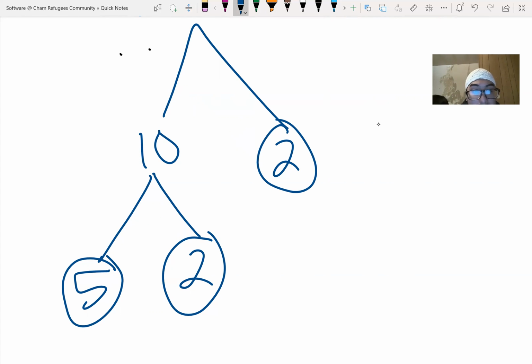Like we could split 10 to 5 and 2, right? But we can't split 5. 5 times what? 5 times 1? That's not going to work because we don't want that. We don't want any factors of 1.